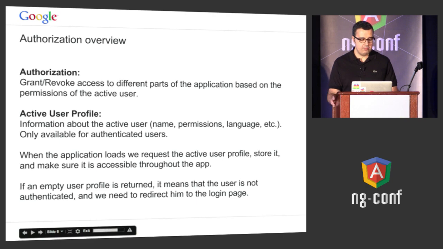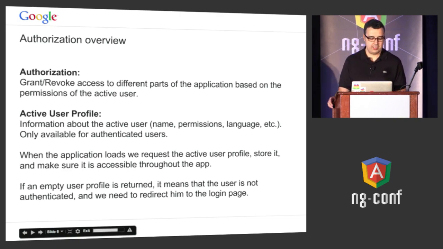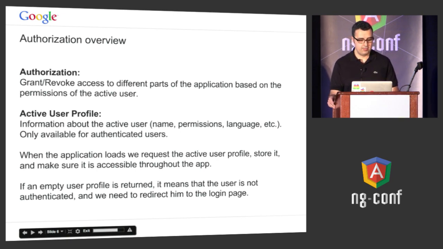We do that by basically returning an active user profile for every authenticated user. So the active user profile is going to contain a name, permissions, language, email address, a bunch of things about the user that help us figure out what the user can or cannot do in our application. And once we have this information, we basically need to store it somewhere in the application where all the other parts of the application can access it. In case the user is not authenticated, then obviously we have to redirect them to the login page, and then once they are authenticated, they're going to go back and we're going to have their profile information.